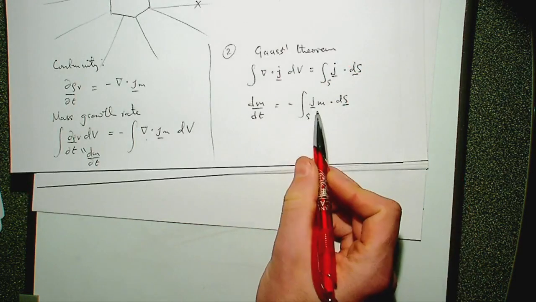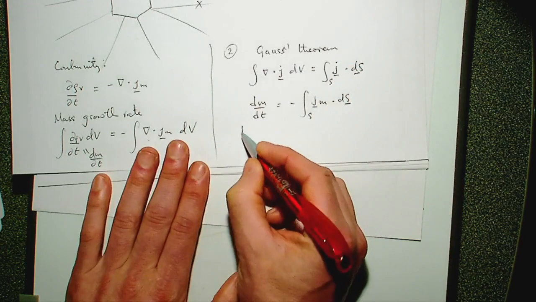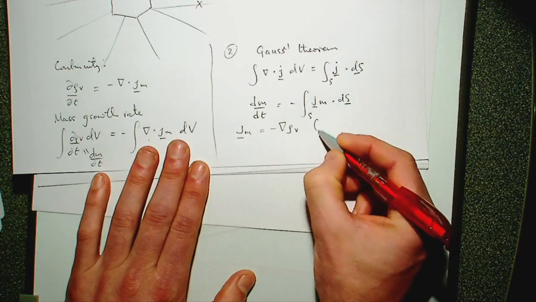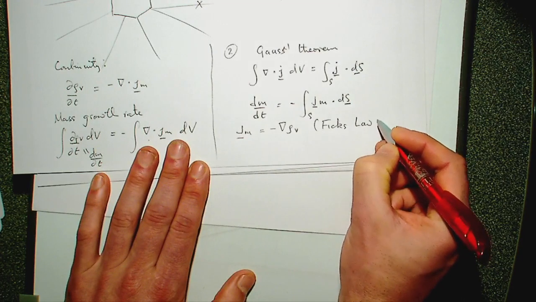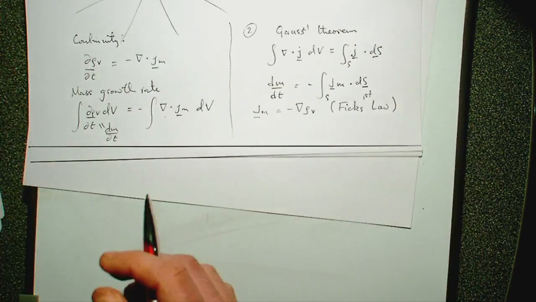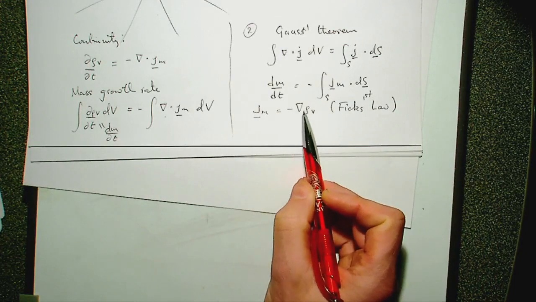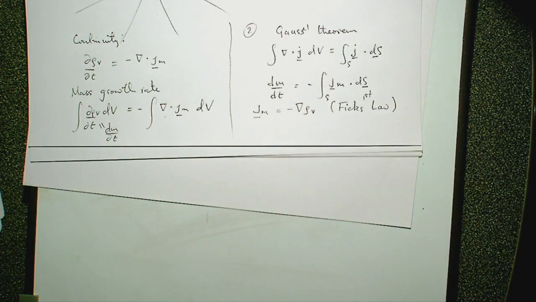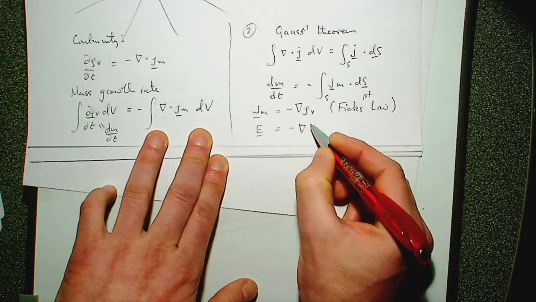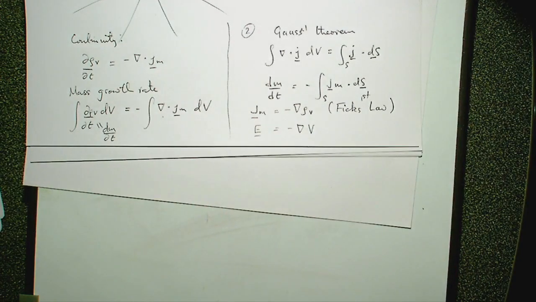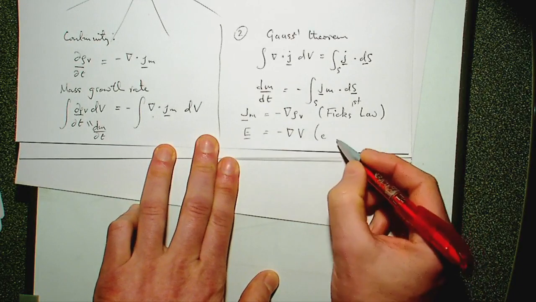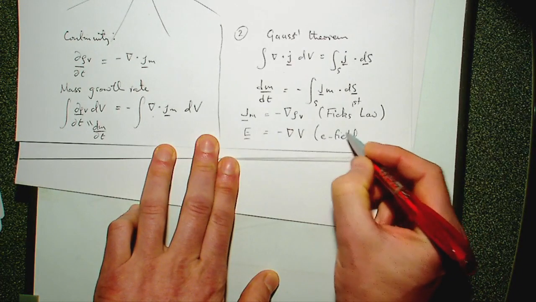Right, what does J_m equal? We talked about Fick's first law of mass diffusion. J_m, remember, was minus the gradient of the vapor field. That's Fick's first law. And physicists will be familiar with another equation that looks like this, which refers to electric fields and potentials. The electric field is minus the gradient of the scalar potential. Seen that before? You might have given it a different symbol, but V is the scalar potential. In electrostatics, that's the electric field. Looks quite similar.